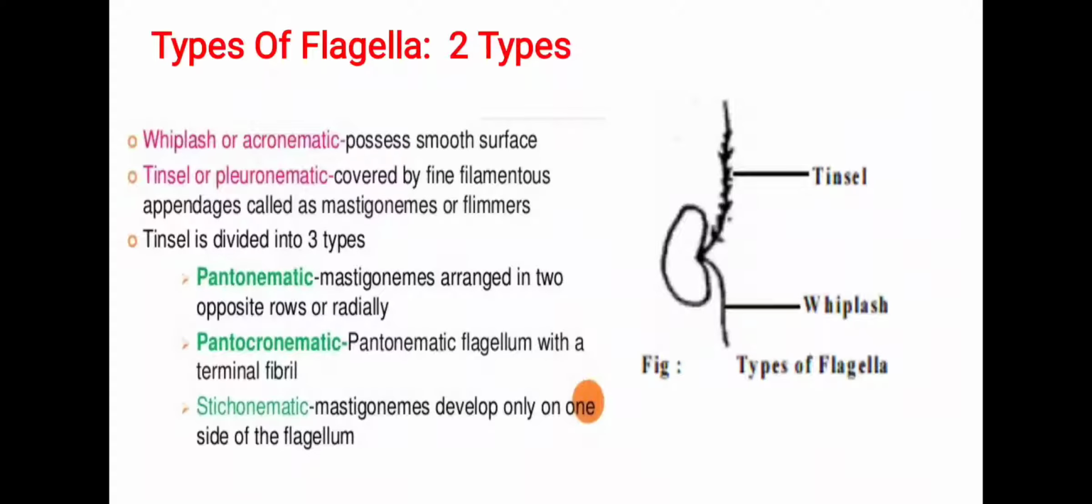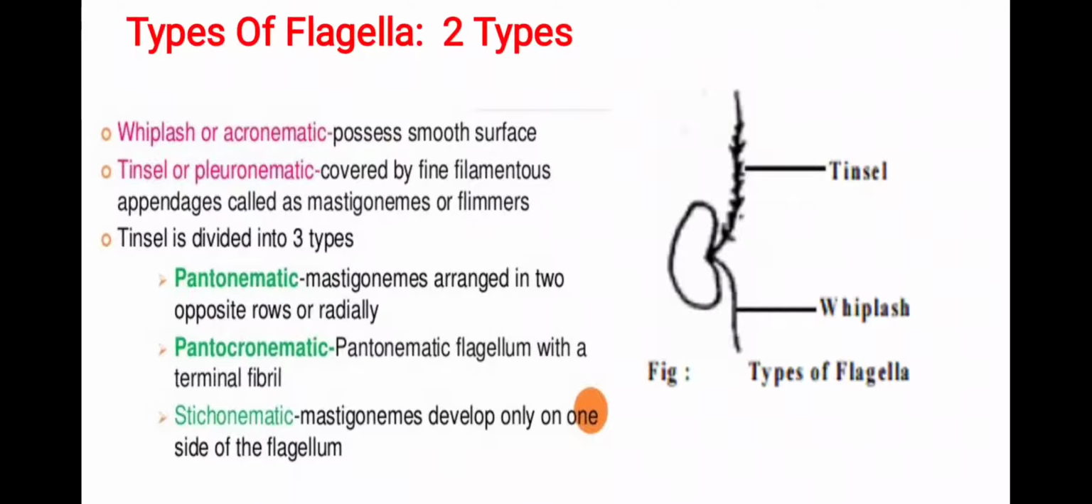Students, next is types of flagella. Flagella are of two types, that is whiplash or acronematic. This type of flagella is with smooth surface, as you can see in this image. Second is tinsel or pleuronematic. It is covered by fine filamentous appendages called mastigonemes or flimmers, as you can see in the image. Students, tinsel type of flagella is further divided into three types.